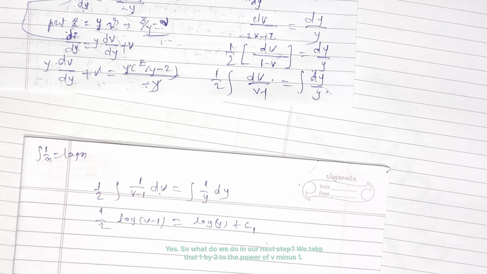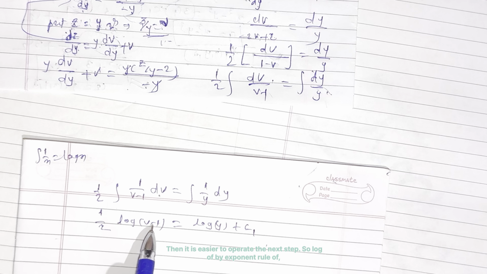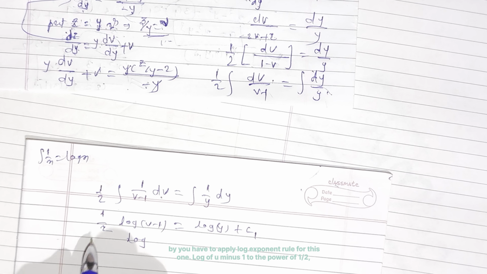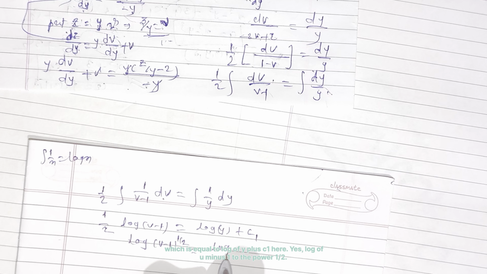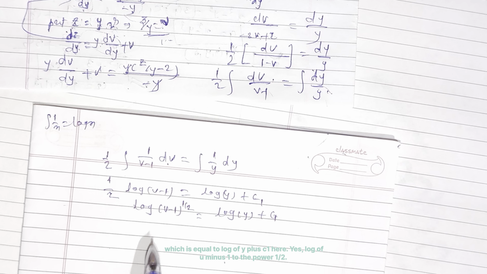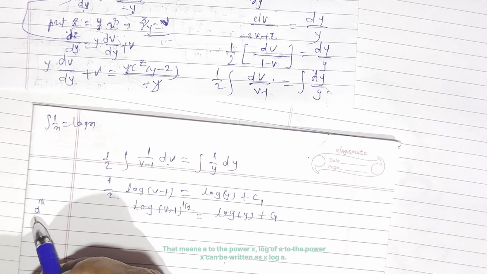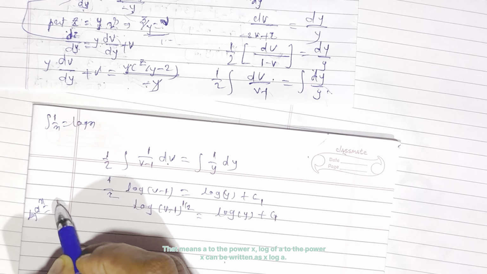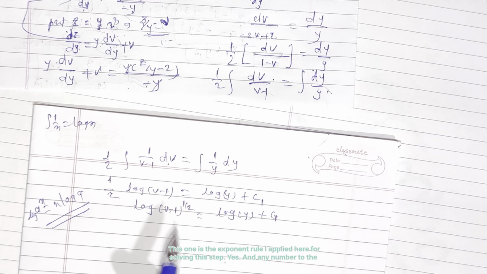Yes, so in our next step, we take that 1 by 2 as the power of v minus 1. Then it is easier to operate the next step. So log of, by the exponent rule, you have to apply the log exponent rule for this one, log of v minus 1 to the power 1/2, which is equal to log of y plus c1 here. Log of a to the power x can be written as x log a. This one is the exponent rule I applied here for solving this step.